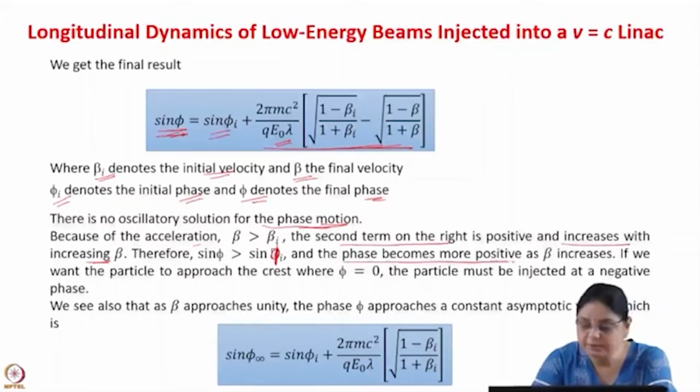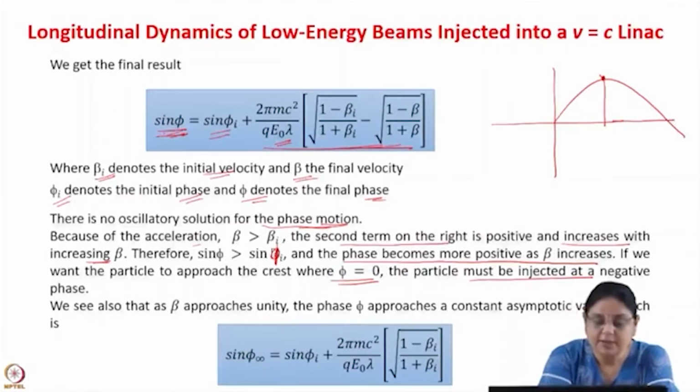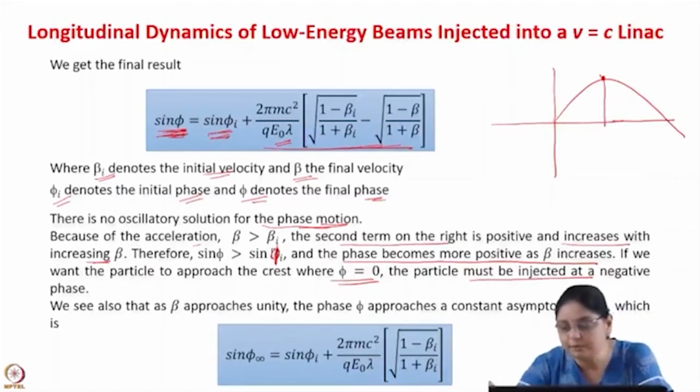So the phase becomes more positive as beta increases. Okay, so if we want the particle to approach the crest where phi is equal to 0, the particle must be injected at a negative phase. So this is the phase, this is the crest. So we see that here the final phase is greater than the initial phase. So the phase is increasing. If you inject the particle with this phase, as beta is increasing, the phase will gradually increase here.